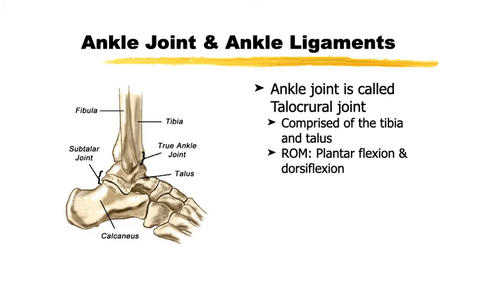And now we're going to talk about the ankle joint and some ankle ligaments. The ankle joint itself, the anatomical term, is the talocrural joint. It's made up of the distal aspect of the tibia and the anterior portion of our talus bone, as you can see there in the picture. And it does plantar flexion and dorsiflexion.